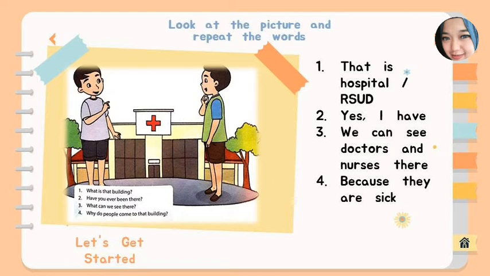Next, three. What can we see there? We can see the doctors and then nurses. And then many more like ICU room and then surgery room and the others. Kita bisa melihat juga dokter-dokter, perawat-perawat, ruang ICU, ruang operasi, dan banyak lagi di rumah sakit. The last question. Why do people come to that building? Because they are sick. Kita bisa menjawab dengan kalimat tersebut ya, karena mereka sakit. Sehingga mereka pergi ke rumah sakit untuk menyembuhkan penyakitnya.